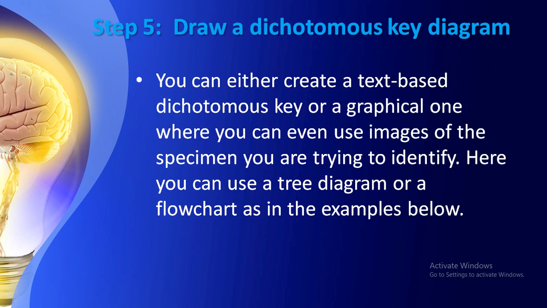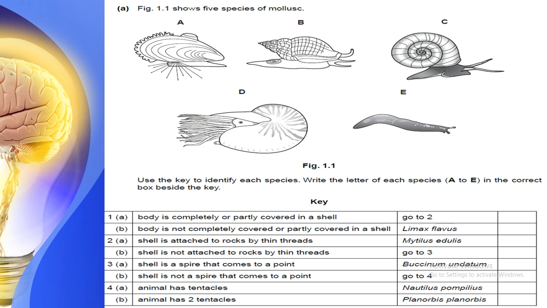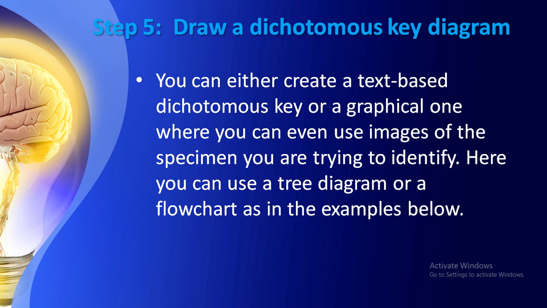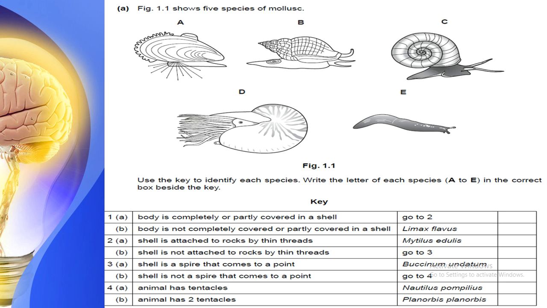Draw a dichotomous key diagram. Step 5. You can either create a text-based dichotomous key or a graphical one, where you can even use images of the specimen you are trying to identify. Here you can use a tree diagram or a flowchart as in the example below. We have two examples here. This one is the example of the text-based dichotomous key.